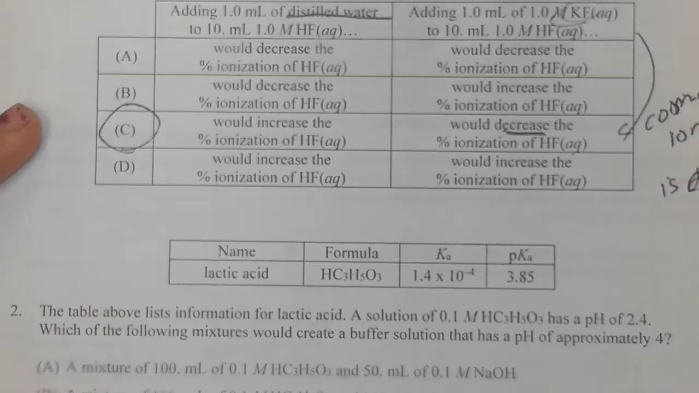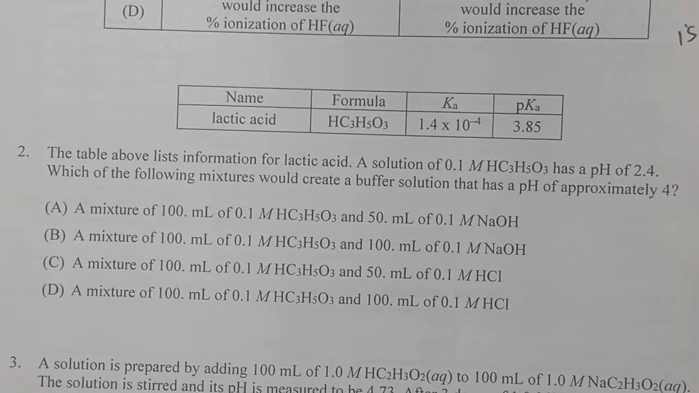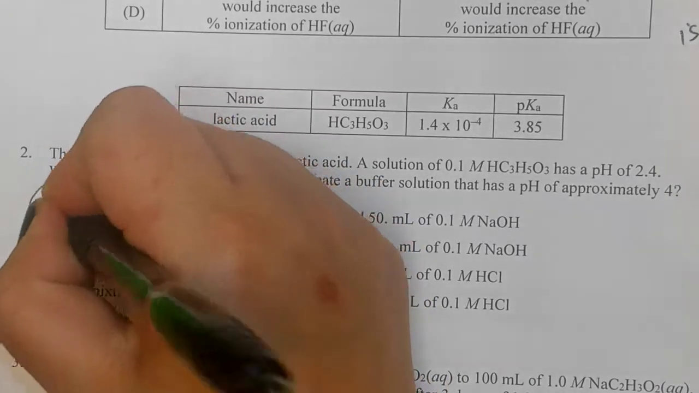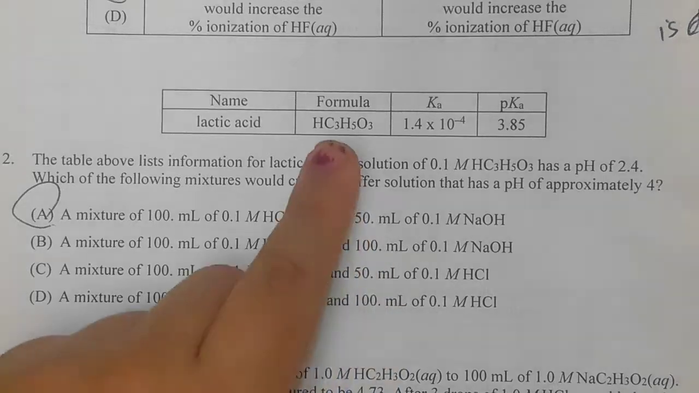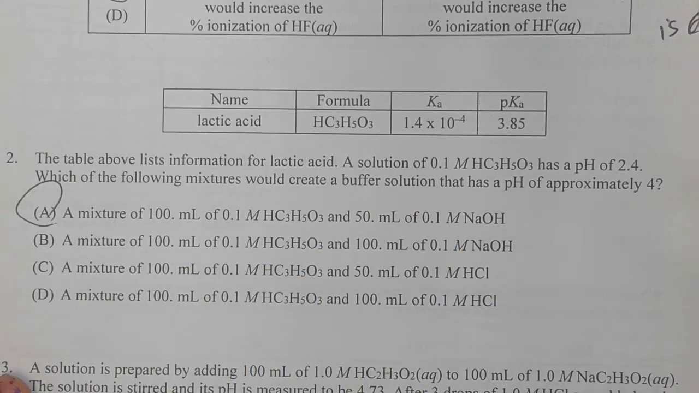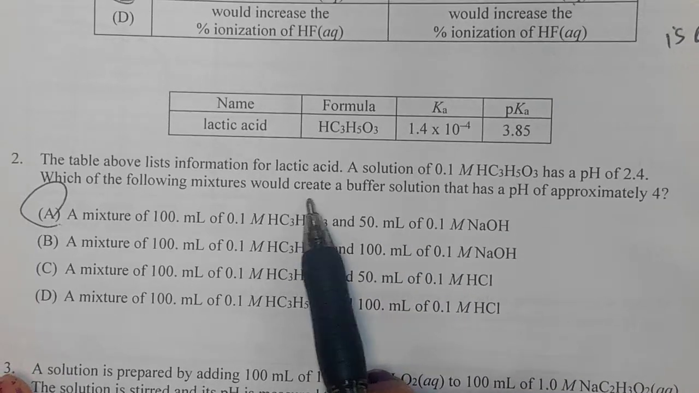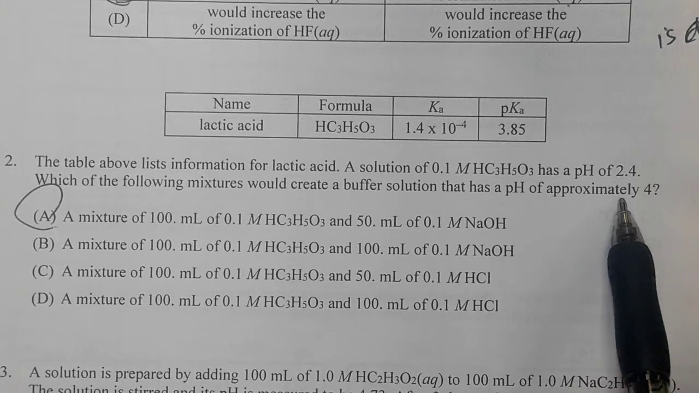Easy. Number 2. What do we get? It was A. Let's take a look at this. NaOH is a strong base. Which of the mixtures would create a buffer solution with a pH approximately 4?